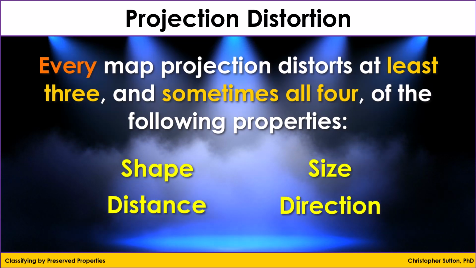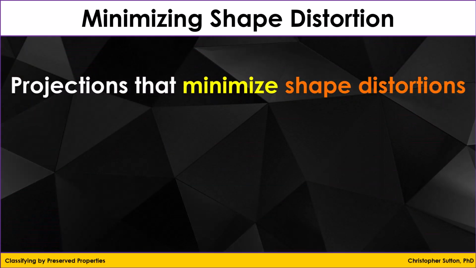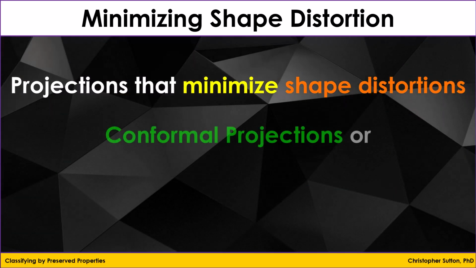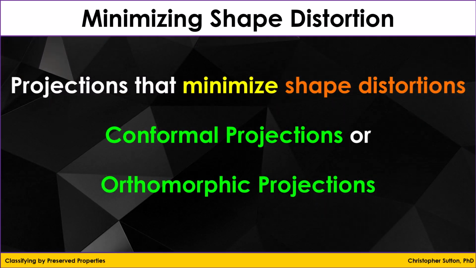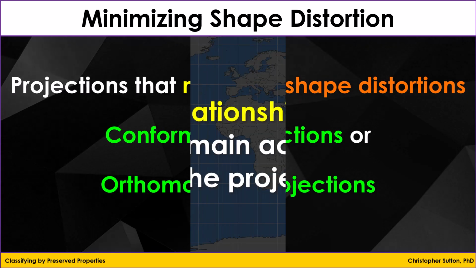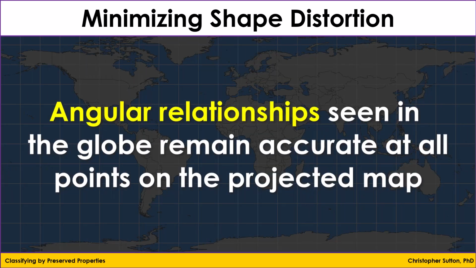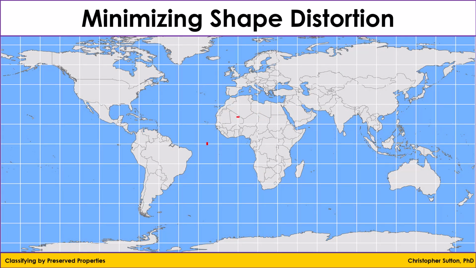and direction. Projections that minimize shape distortions are called conformal or orthomorphic projections. In these projections, angular relationships seen in the globe remain accurate at all points on the projected map. In other words, latitude and longitude lines meet at right angles. While conformal projections preserve shape, they distort size.